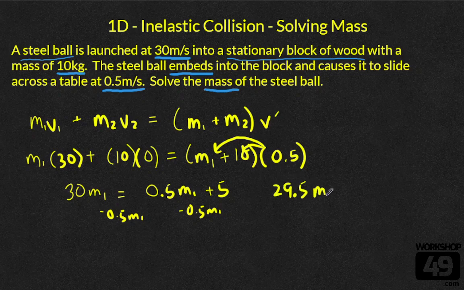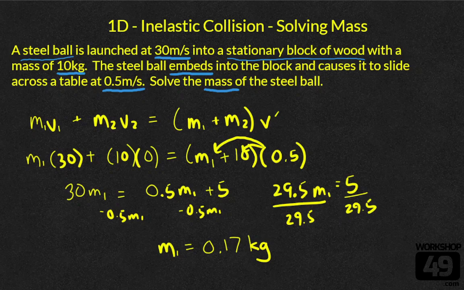29.5 m1 equals 5. In order to get rid of this 29.5, we divide both sides, and we're going to get that the mass of our steel ball, m1, is equal to 0.17 kilograms, which makes sense for a little steel ball that we've launched.